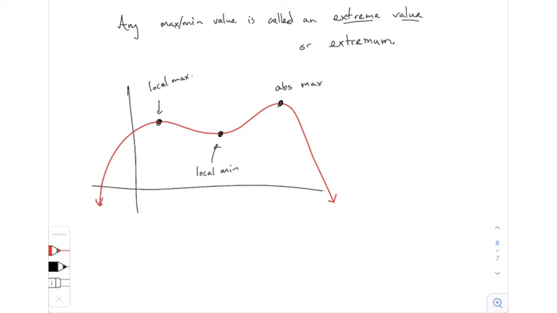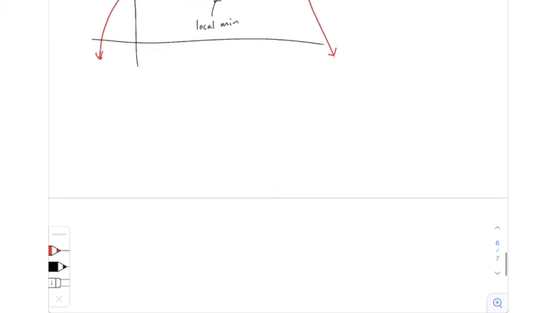Is there an absolute minimum on this function? The answer is no, because it just goes down forever on the two ends. That means there is no absolute minimum here. It continues to go down forever, so there is no bottom y value. All right. Great. More simple examples here.